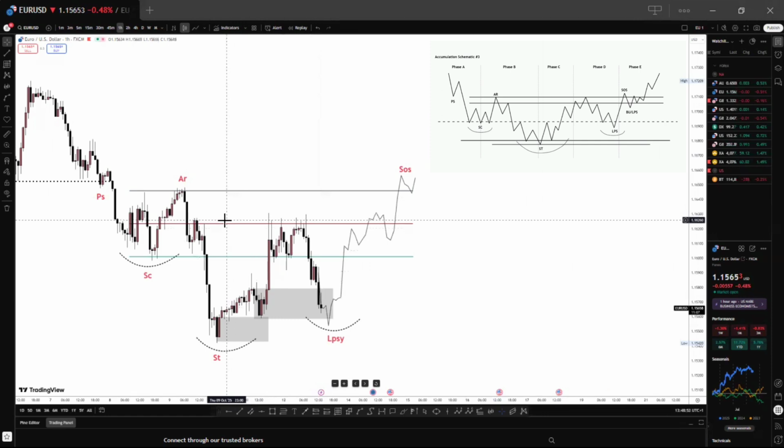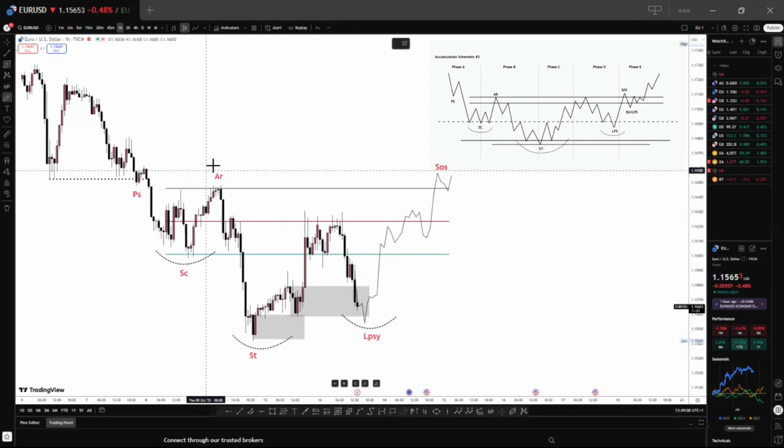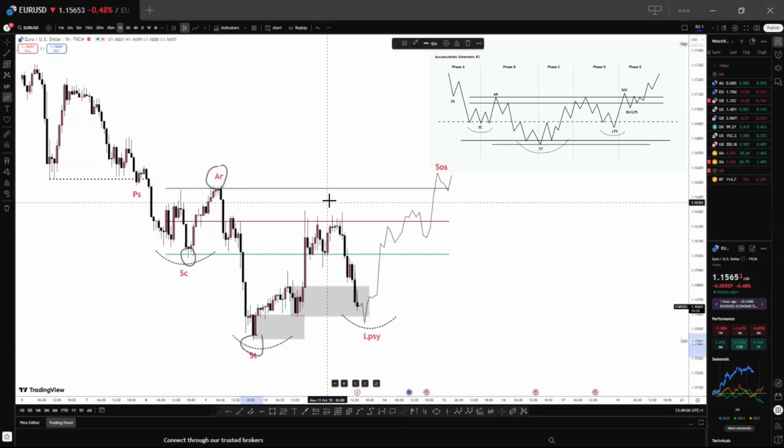Now, why do I have a possibility of an accumulation when, if you look at this clearly, you can see it's a bearish price action, right? High, low, low, high. So this is like a bearish trend.